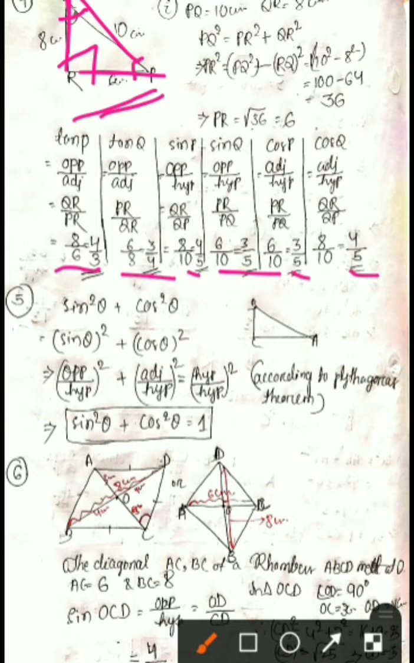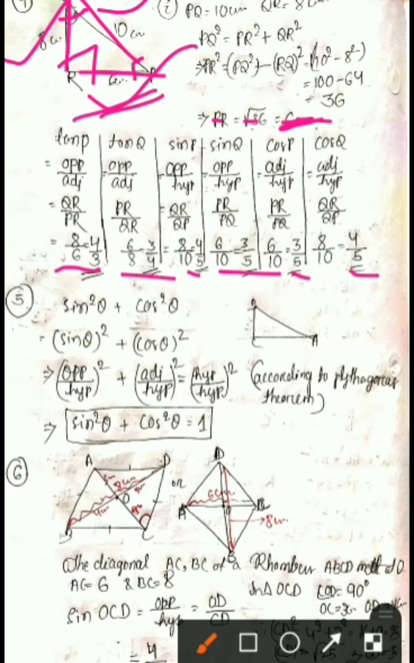Subtract from the hypotenuse square the perpendicular square, you will get 36. PR will be root 36, that is equal to 6 centimeter. Now you got 8 centimeter, 10 centimeter and 6 centimeters, the length of the three sides. Now easily you can find out all the trigonometrical ratios. So question number 4, just finish it.